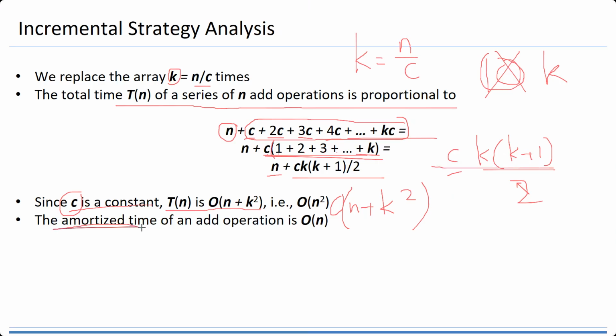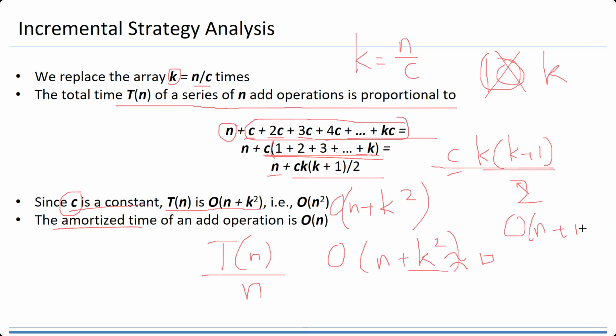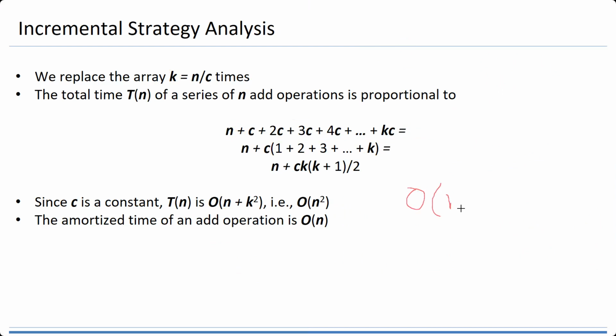Then the amortized time is T(n) divided by n. It means O(n plus k squared). Let's suppose k is similar to n. Then we have O(n plus n squared), which is similar to O(n squared). So this is the worst case. If we have O(n squared) and we divide by n, then the amortized time of the add operation will be O(n). The overall operation is O(n squared), but the amortized time is O(n).